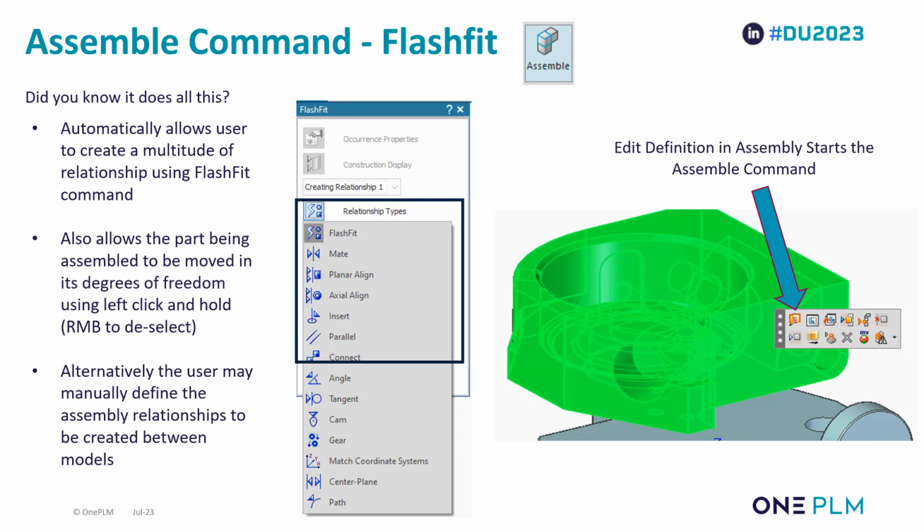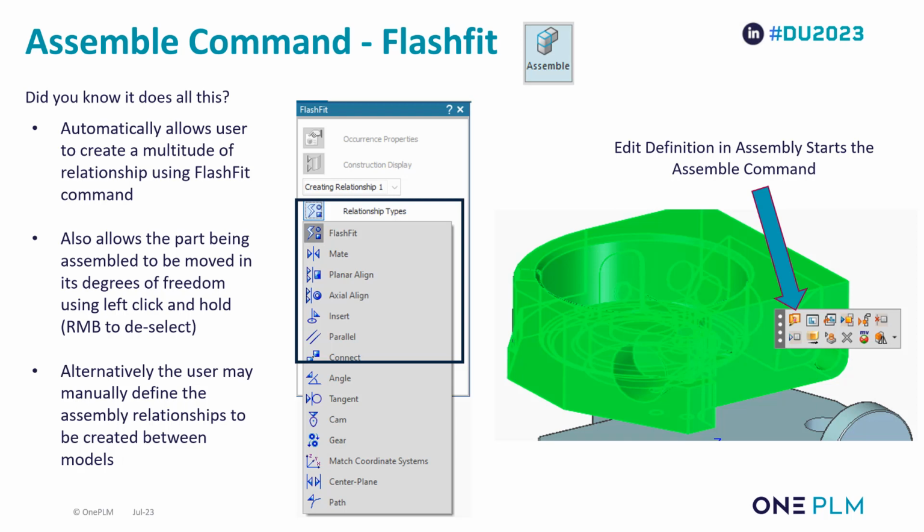So looking at the second point on here, it allows the part to be assembled to be moved in its degrees of freedom. So we can click and hold our left mouse and move it in a degree of freedom, and then we can right click to deselect, select a face to relate, select the other face, and then press and hold again, and we can see that it will then move in fewer degrees of freedom because we've just added an additional relationship. If we don't click and hold, that's just selecting that face. Right click deselects as well, same as lots of items.